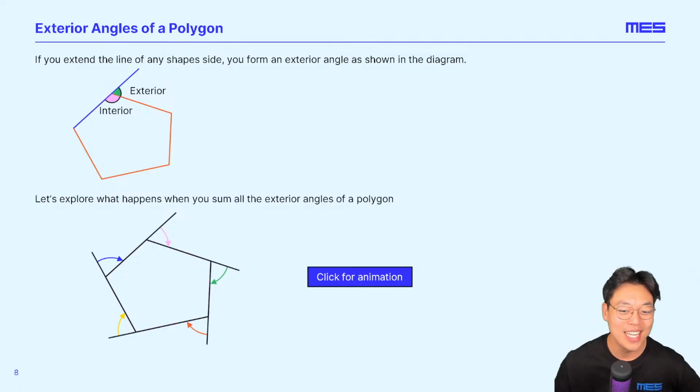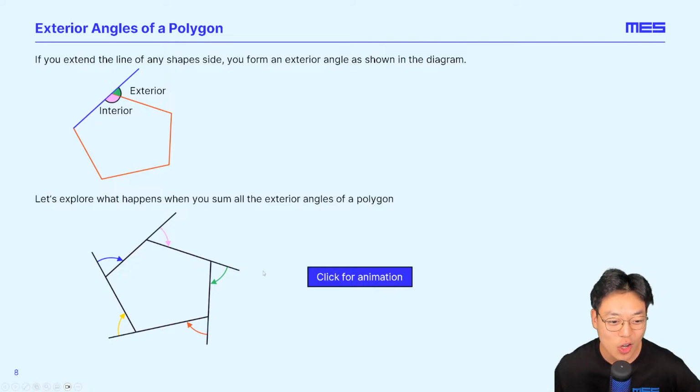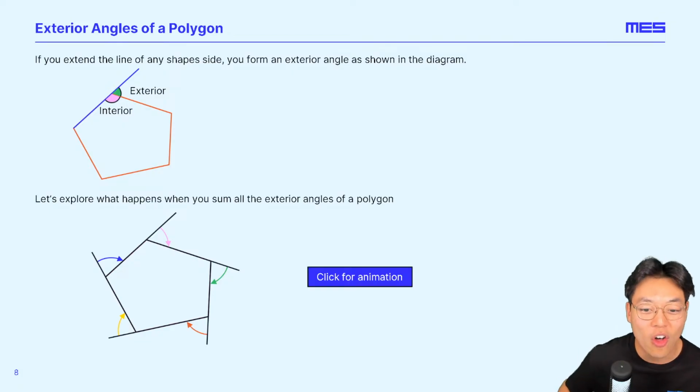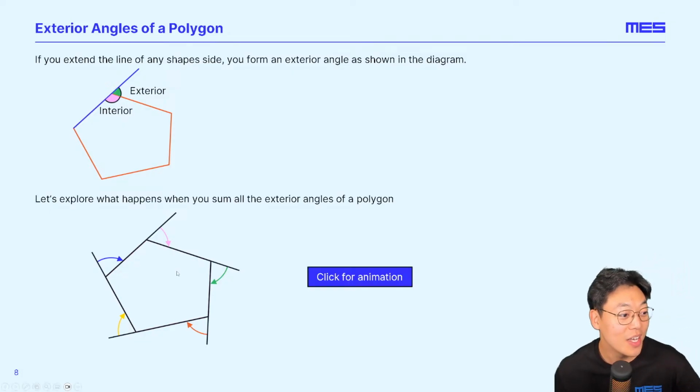That's awesome. This animation shows that the sum of all exterior angles of a polygon will equal, any guesses in the chat before I show you this animation that I'm really proud of? How many degrees do you think all these exterior angles of any polygon will add up to? The sum of all exterior angles of a polygon. 180, 360? Let's take a look.